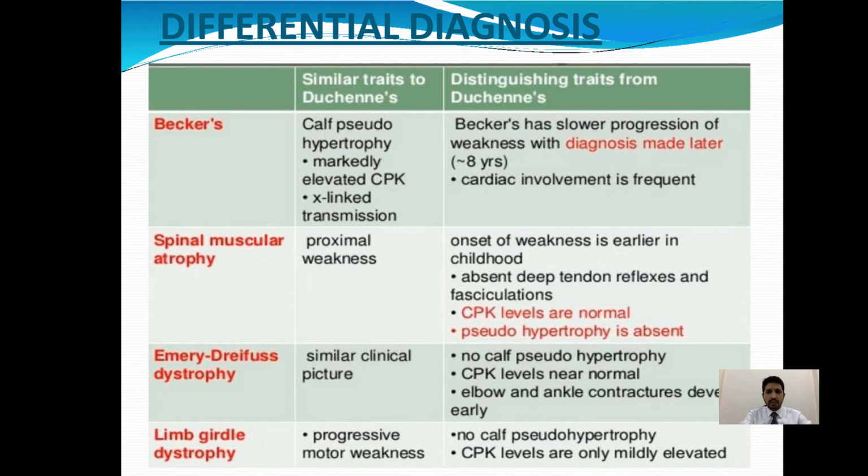Emery-Dreifuss dystrophy. It has an almost similar clinical picture to Duchenne muscular dystrophy, but it differs with respect to no calf hypertrophy. CPK levels are normal. There is an early development of elbow and ankle contractures. Limb girdle dystrophy. It is similar to Duchenne in the sense that both have progressive weakness, but it differs in that there is no pseudohypertrophy and CPK levels are only mildly elevated.